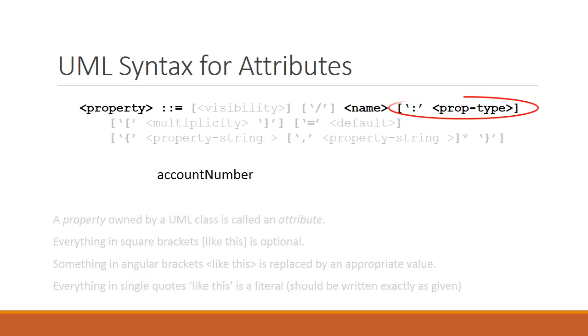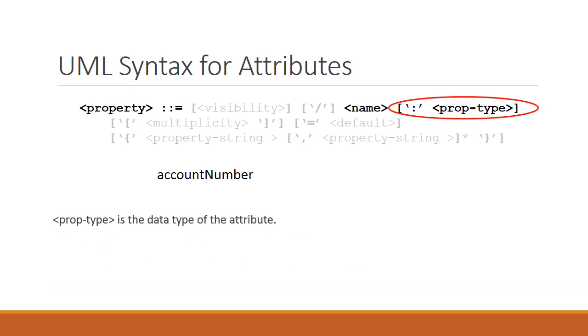So now, let's take a look at the prop type, which represents the data type of the attribute. As you can see, it is preceded by a colon, which means that if I want to define that the account number is an integer, I would write it like this.